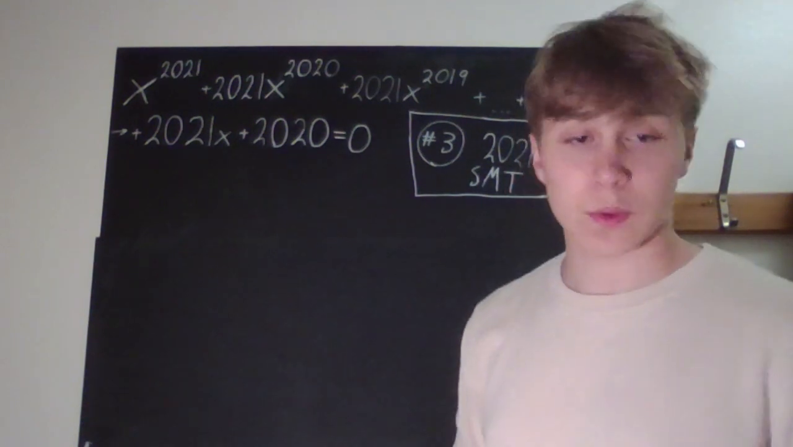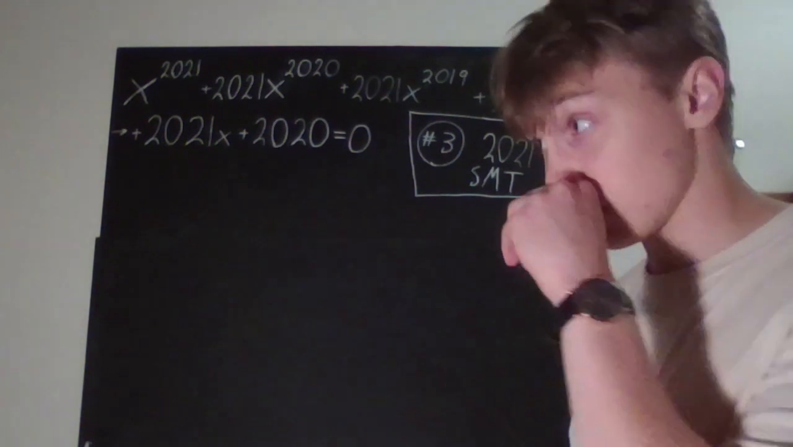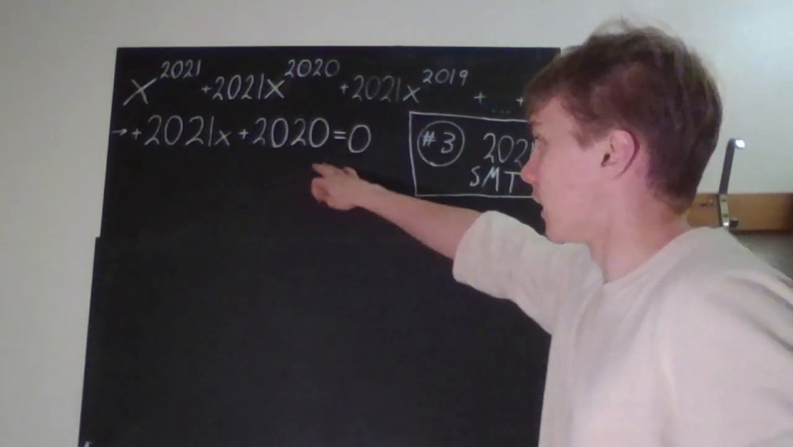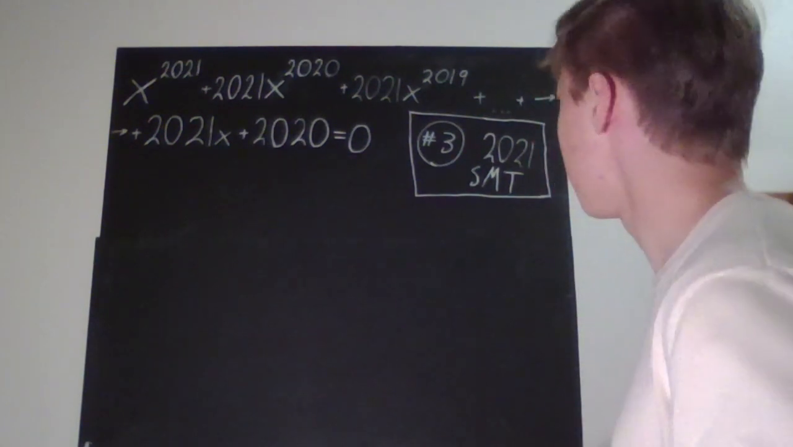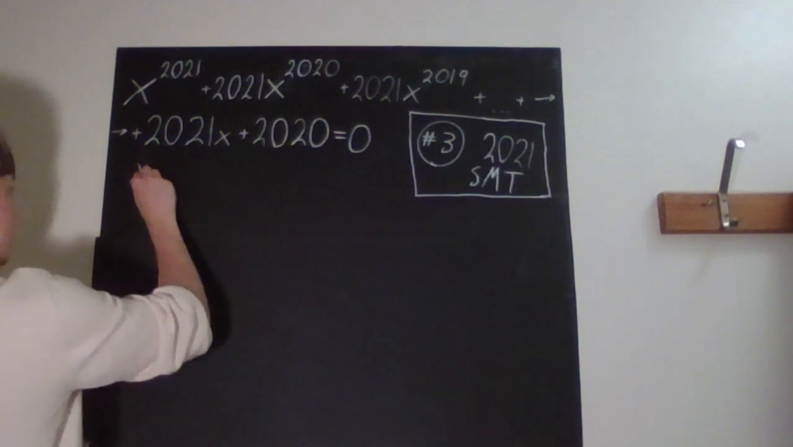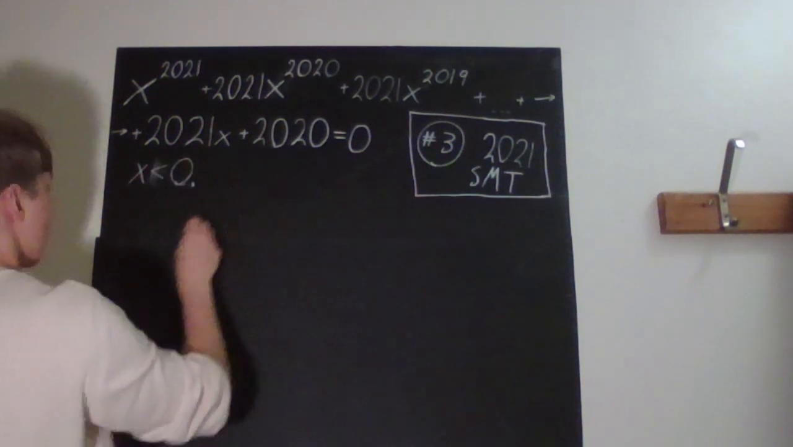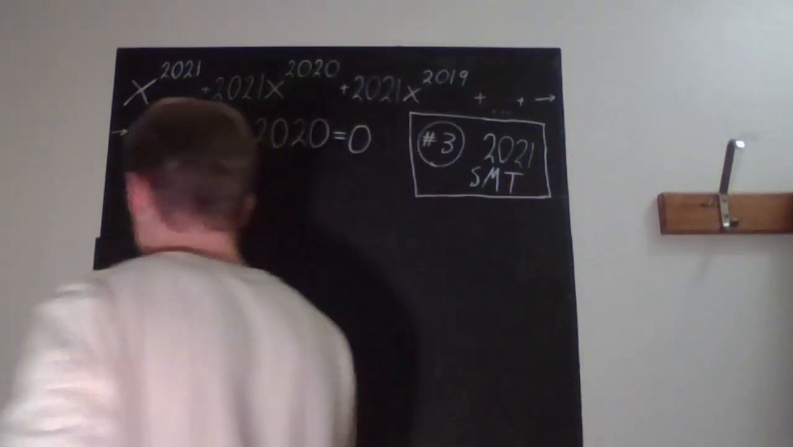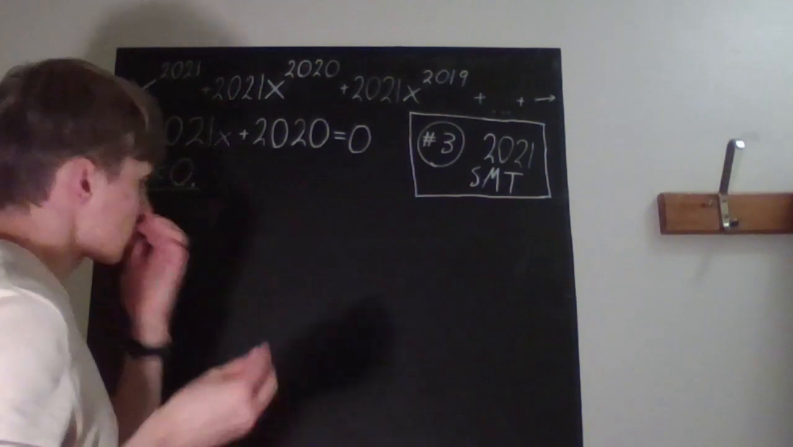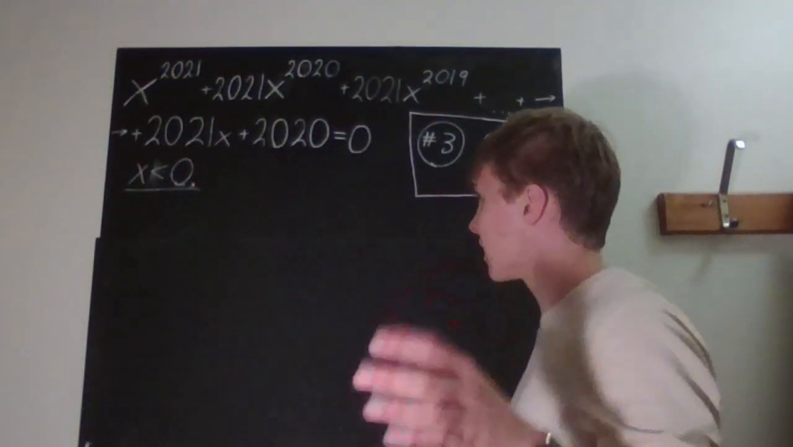Well, first off, we can see that obviously we can't have a positive answer, since then all the terms would be positive and obviously greater than 0. So we can just state here at the beginning that x is less than 0. That is obvious. So what we'll do now is basically we'll split this into two geometric sums.